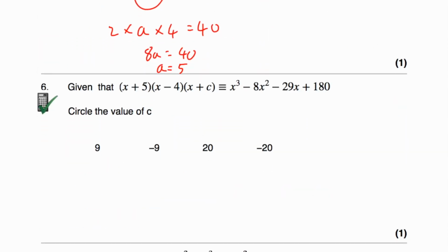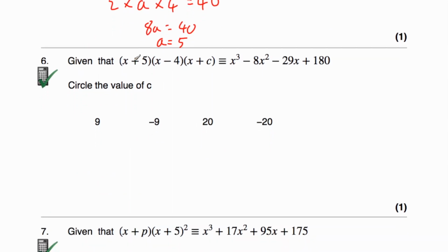Okay, question number 6. Question number 6 is similar. We've been given some brackets and it's a calculator question, and we've got (x + 5)(x - 4)(x + c), and that's equivalent to x cubed - 8x squared - 29x + 180. Well, if we look at this 180, it's positive 180. If we look at the numbers in the brackets, we've got 5, minus 4, and c. So 5 times minus 4 times c would be 180.